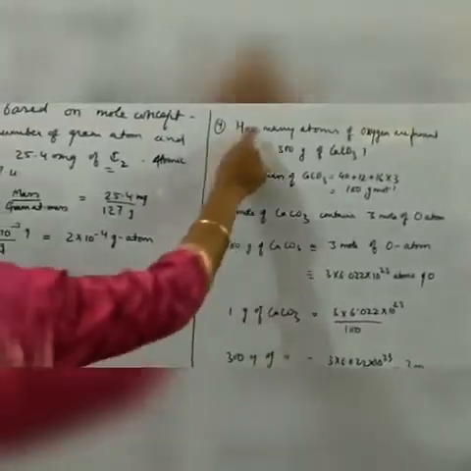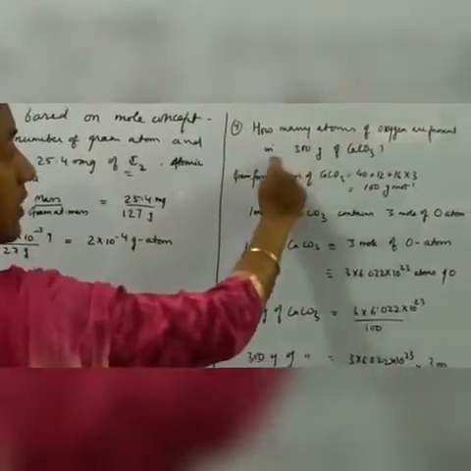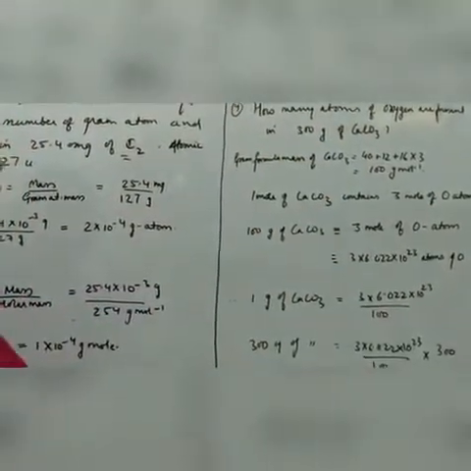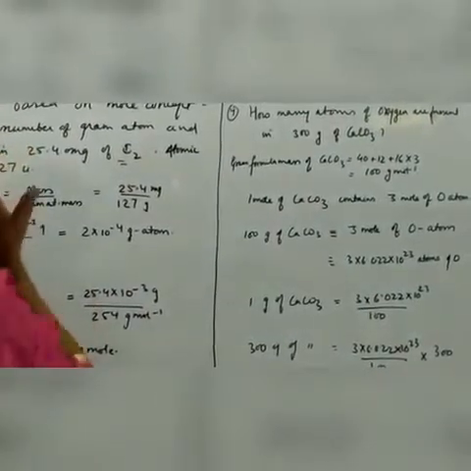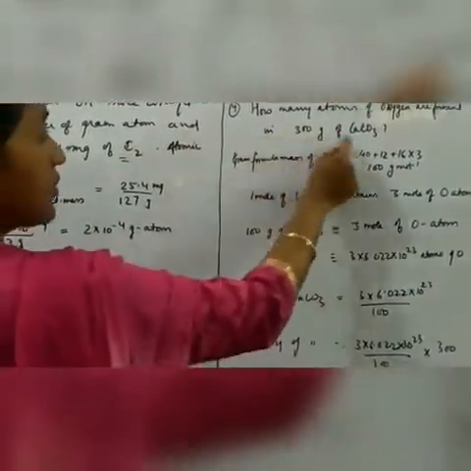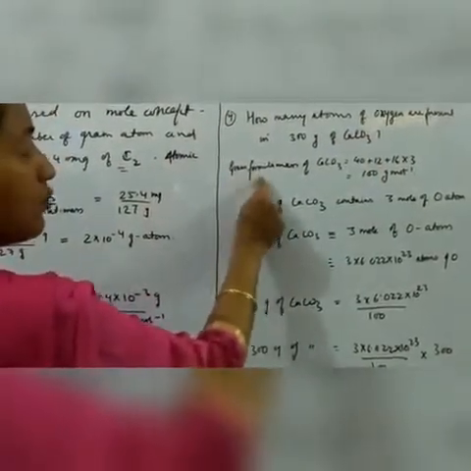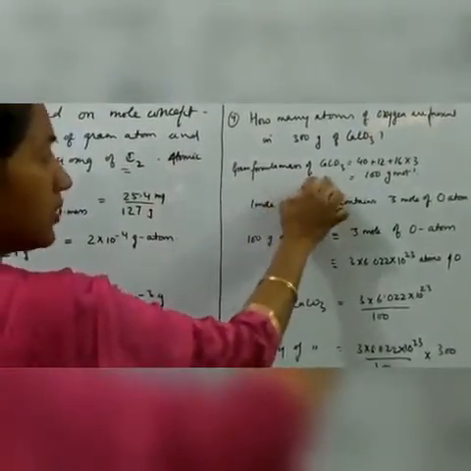Now come to the next numerical. Here it is: how many atoms of oxygen are found in 300 grams of calcium carbonate? So it is related to the formula. We have to write down here the gram formula mass of calcium carbonate.